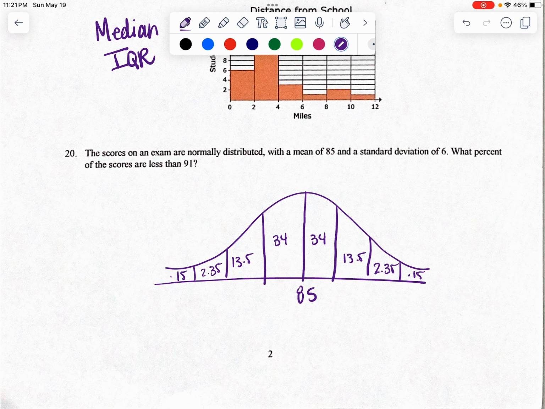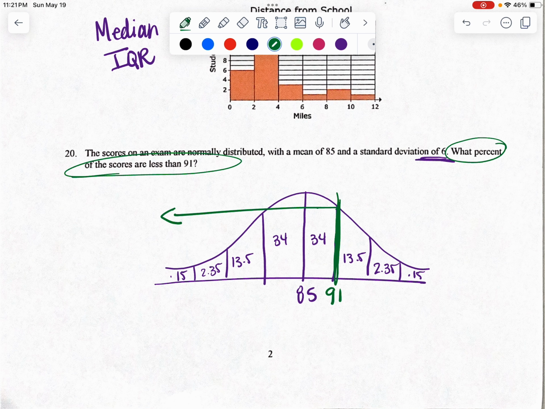And you're just going to go up and down your standard deviations, right? Well, honestly, I'm not going to bother doing all of it because I know if I go up one standard deviation, that's going to be 91, and that's what the question is asking us, is what percent of scores are less than 91. So that's going to be everything from 91 down. So that's going to be 84% of the scores are less than 91, because if you add all of those percents up, that would be 84%.